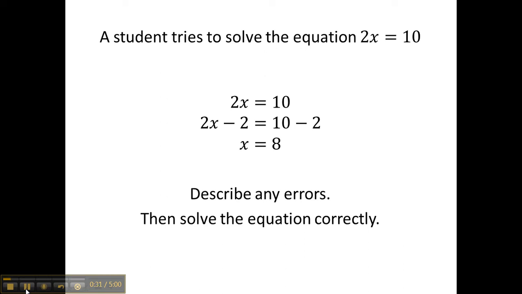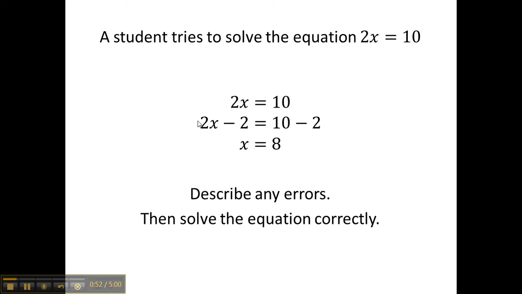So if we look at this, what the student did was subtract 2 from both sides. Subtraction is the inverse operation to addition. There's no addition up here. There's multiplication up here.